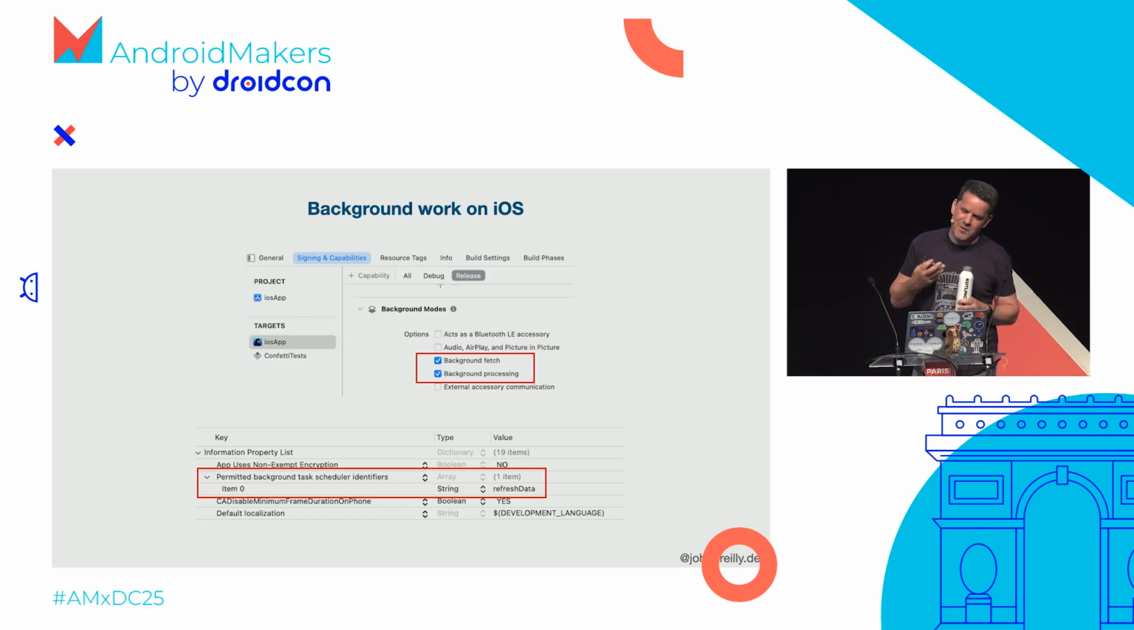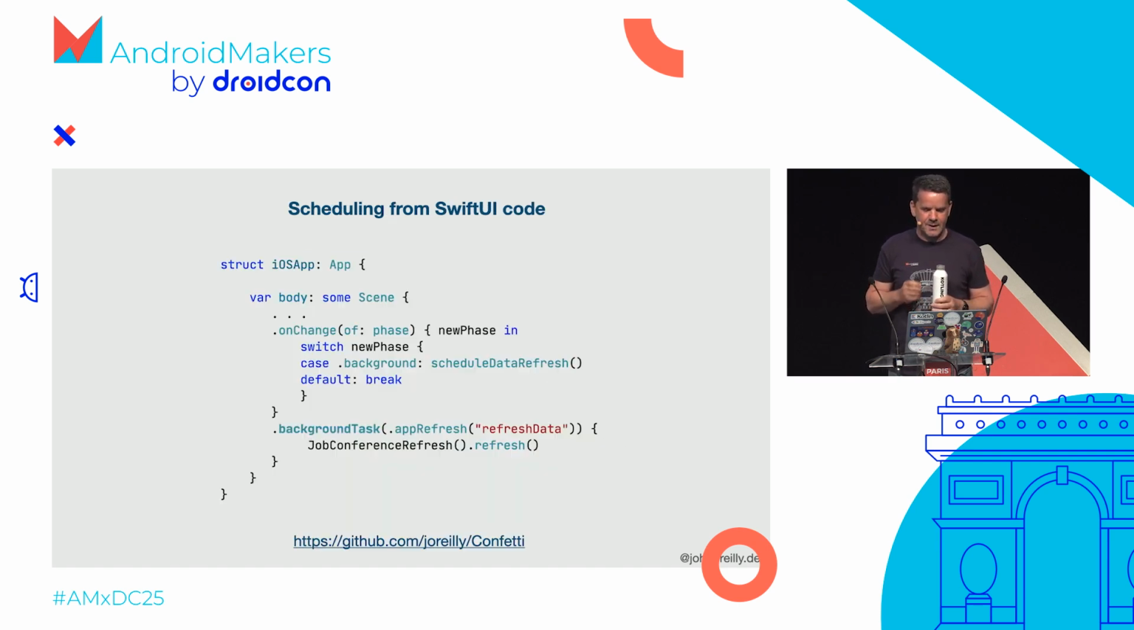Showing here then how we firstly need to enable these capabilities in Xcode, and also how identifiers for any task we create need to be added to the project's info.plist. Starting off by showing a small example then of how we can, say, run a nightly refresh, triggered from SwiftUI using the relatively new background task view modifier, but invoking then shared KMP code to do the work.